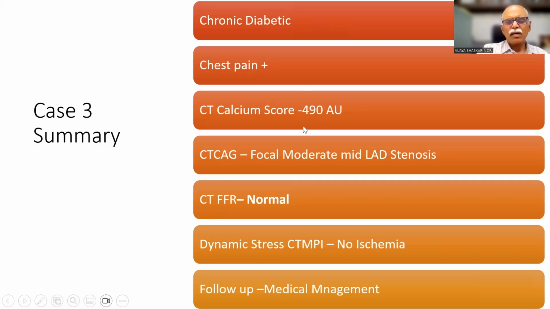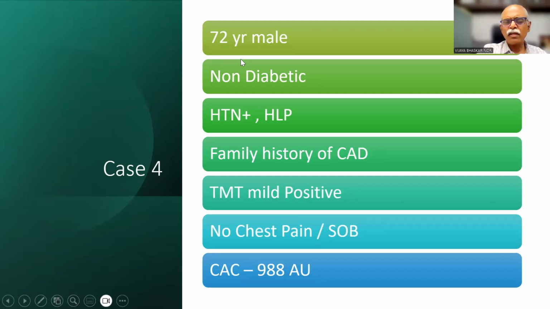So, the summary: this patient with chest pain, chronic diabetic, calcific borderline stenosis in mid LAD, we have given that there is no ischemia in LAD territory on dynamic stress myocardial perfusion study. Case 4: 72 male, non-diabetic, hypertension, hyperlipidemia, family history of CAD, TMT mild positive, calcium score 988. You can see here that we have been doing the stress myocardial perfusion in all those who have got high calcium score, and stenosis is equivocal on CT angiography, and CTFFR has a role either true positive or false positive.